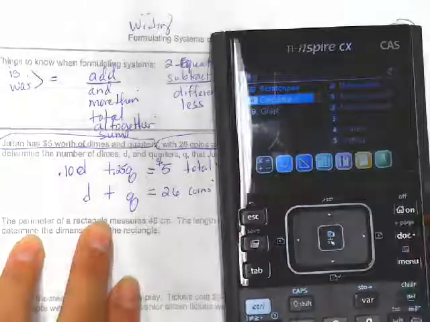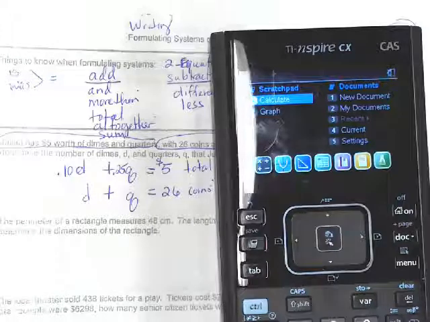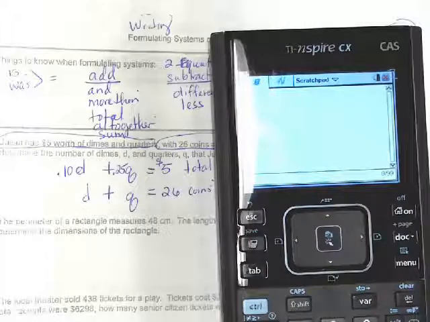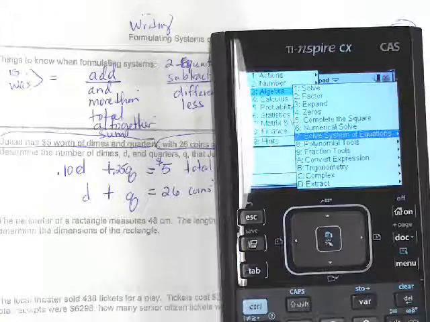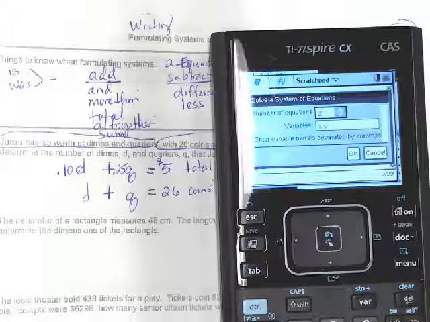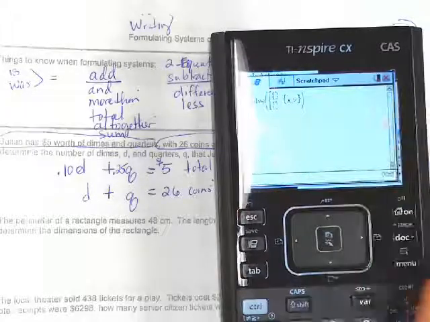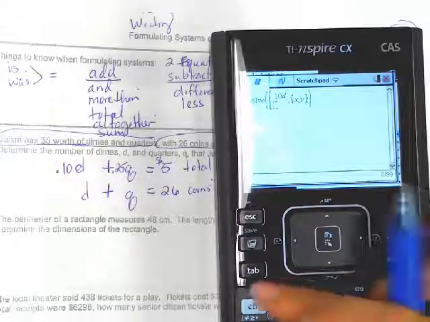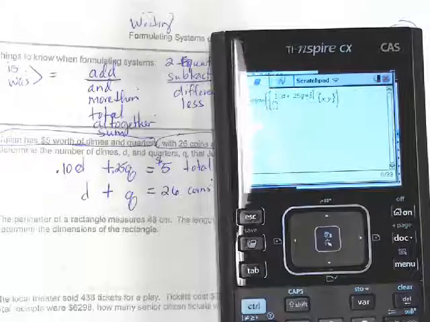Well, we can just use a calculator if we're in class. My calculator looks a little bit different than yours, but it's going to be pretty much the same thing. We're going to open a calculator page, clear it out, then go menu, algebra, and solve systems. Just hit OK. Then we have two boxes, one for each equation. The first one we have 0.10D for dimes, plus 0.25Q for quarters, equals $5.